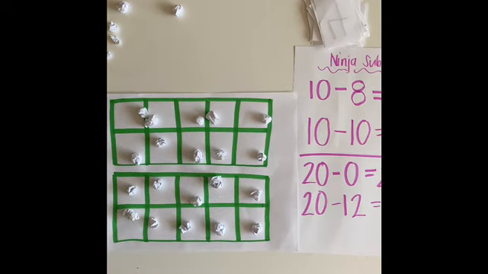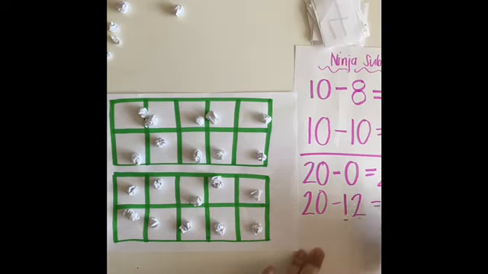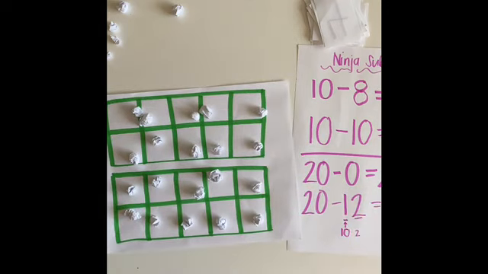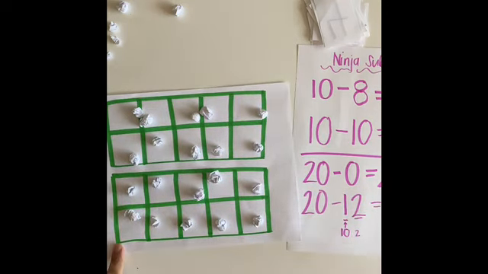Now, first, 12. I see a 1, and I know that this means that there's at least a group of 10. And I have 2 left here. So I have 10 and 2 makes 12. So I'm gonna take away 12.